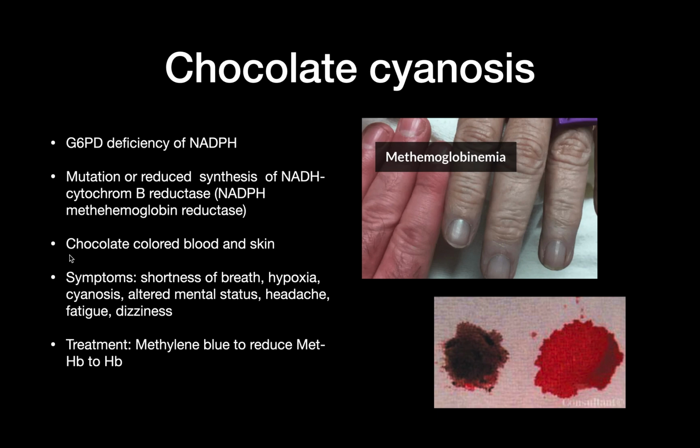So the signs would be chocolate-colored blood, here you go, compared to normal blood, and skin. And the symptoms are shortness of breath, hypoxia, cyanosis, altered mental status, headache, fatigue, and dizziness. And the treatment, fortunately, there is one, is to give the patient methylene blue to reduce the methemoglobin back to normal hemoglobin.